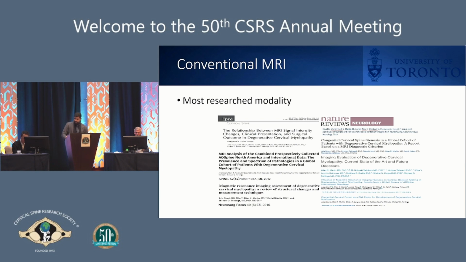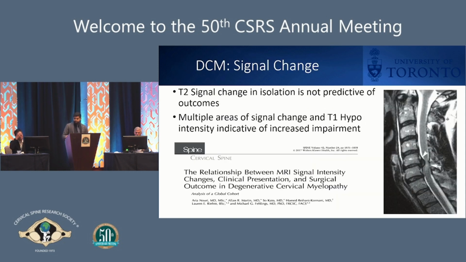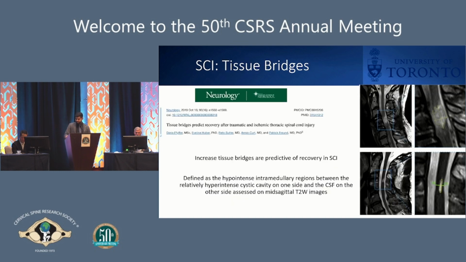Moving on to conventional MRI, this is the most commonly studied modality. The main research on conventional MRIs is on identifying clinical predictors of outcomes. In the context of DCM, there has been a lot of work done to determine clinical significance of signal change. We know that T2 signal change in isolation is not predictive of clinical outcomes, but we do know that multiple areas of T2 hyperintensity and T1 hypointensity of the cord are indicative of increased impairment when compared to single areas of T2 hyperintensity. And again, this is all in the context of DCM. In SCI research, there has been work showing that increased tissue bridges are predictive of improved clinical recovery.